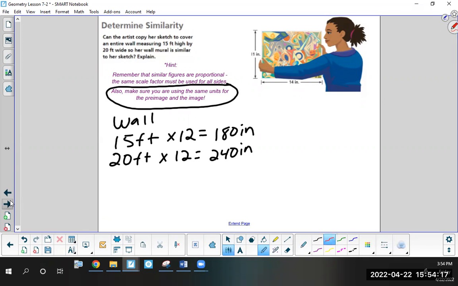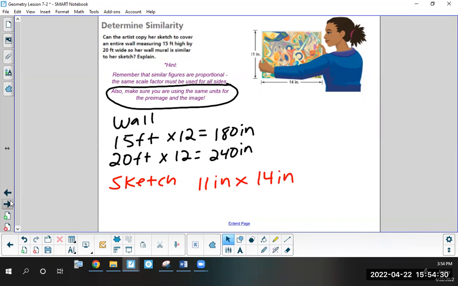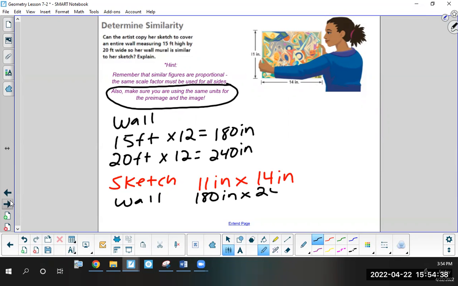So let's talk about it. The sketch was 11 inches by 14 inches. The wall we now know is 180 inches by 240 inches. So how can I go from 11 to 180? Well, you can actually divide. If I divide 180 by 11, I get 16.36.